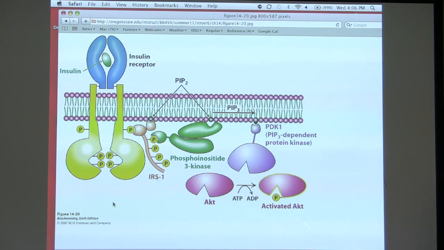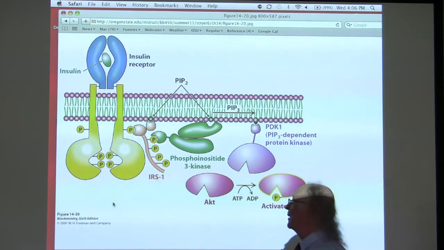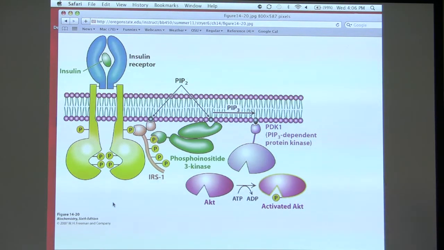But before we get to those effects, we have to just see this as a sequence of events that's happening. So I am going to take you through it again and hopefully clarify. All right, insulin is bound. Binding of insulin caused the receptor to basically phosphorylate itself. It phosphorylated itself on both sides on tyrosines.